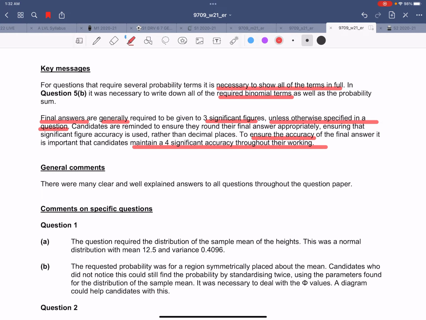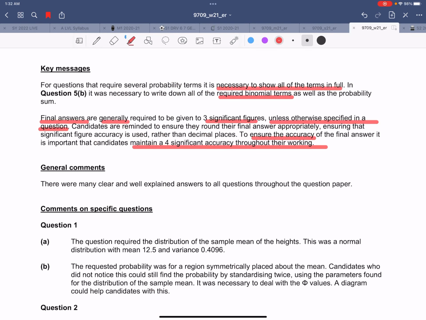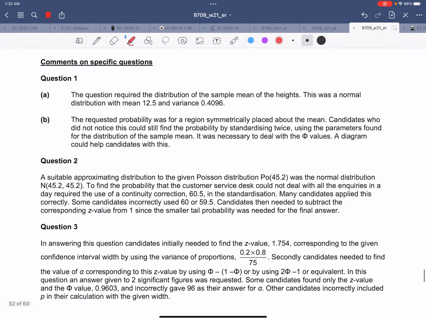throughout the working. So now the same kind of working is there. That was there in P1 and P3 and M1 and S1 and S2. Everything, it's the same thing. Show all working. Now comments on specific questions.